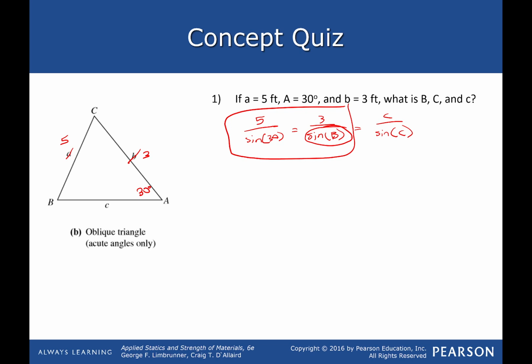I need to get sine B by itself, so what am I going to do? I'm going to multiply both sides by sine of B. So I'll have 5 times sine of B over sine of 30 is equal to 3. As a note, if you wanted to, you could just plug this and turn it into a number. I'm not doing that. I'm just going to do the full algebra and then plug in my calculator at the end. But you can do it however you feel comfortable. Now I'm going to divide both sides by 5. And so I get that sine of B over sine of 30 is equal to 3/5. And I'm going to multiply both sides by sine of 30.